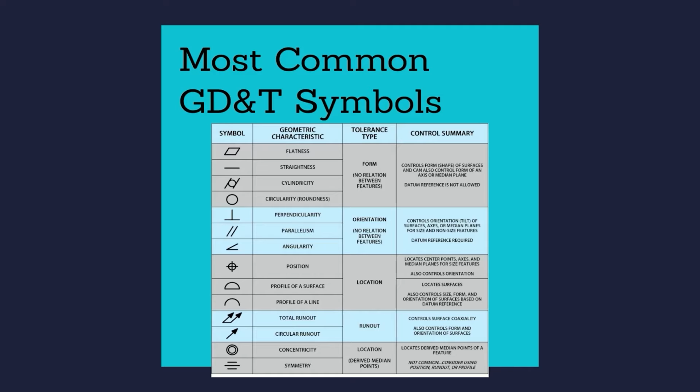However, when you jump down into orientation, orientation does require a datum reference. So, for example, perpendicularity, parallelism, or angularity, one of the portions of it has to be a main datum. It controls orientation, the tilt of surfaces, axis, or median planes for size and non-size features. Datum references are required. So, for example, you will always see a perpendicularity from one surface to a datum A or B or C, etc. And the same for parallelism and angularity.